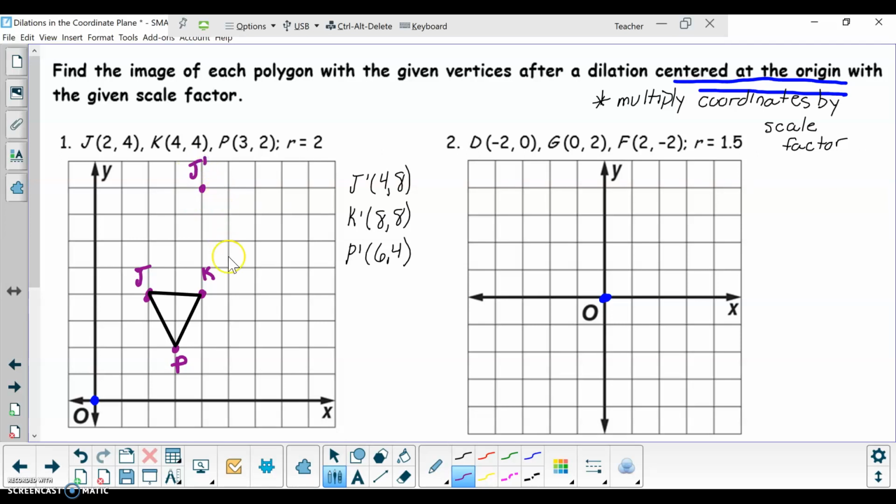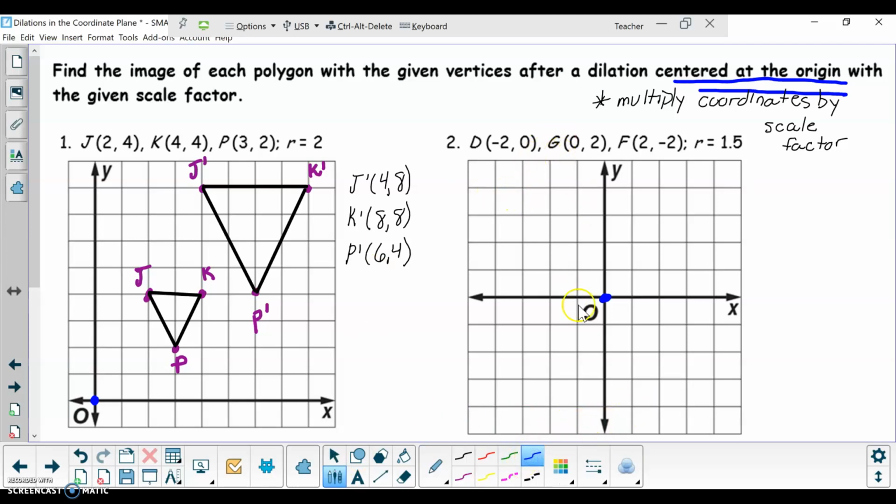All right, so we got J prime, K prime, and P prime is 6, 4. Right, so you should notice that this triangle is twice the size of the original, or twice the size of our pre-image. Okay, so that's dilating with respect to the origin. All right, we'll take a look at number 2 also.